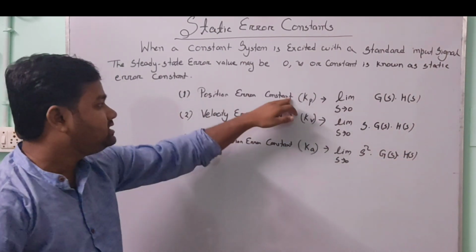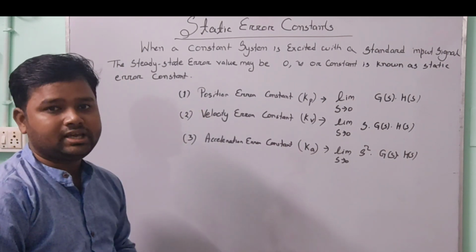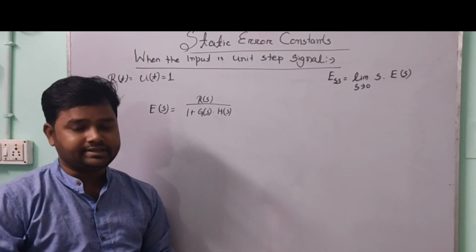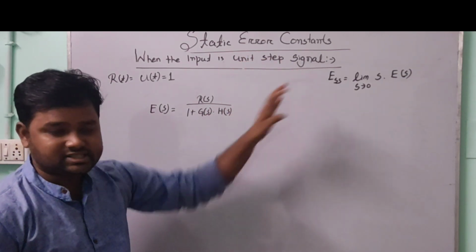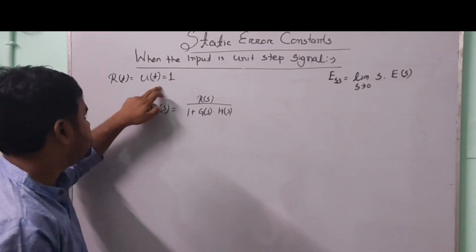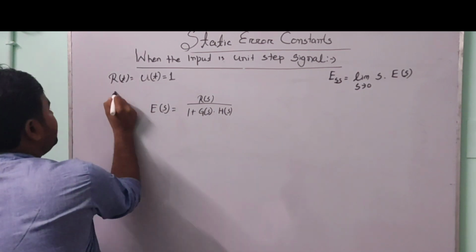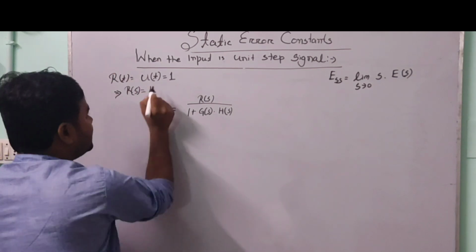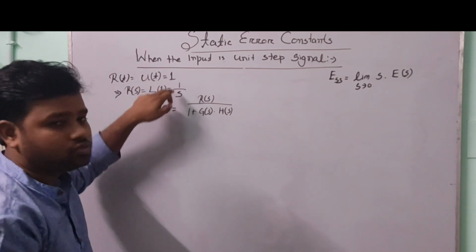We will study each of the three terms one by one. First we will study when the input is a unit step signal. So input is unit step. So r of t, which is the input, is equal to unit step, that is u of t is equal to 1. And if r of t is equal to 1, then r of s is the Laplace transformation of r of t, that means Laplace transformation of 1 is equal to 1 by s. So r of s is 1 by s.